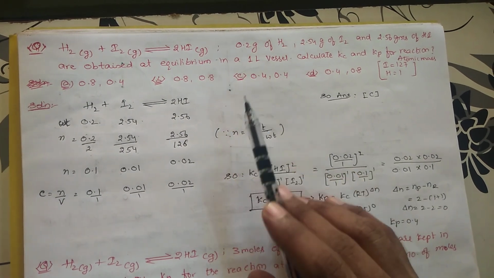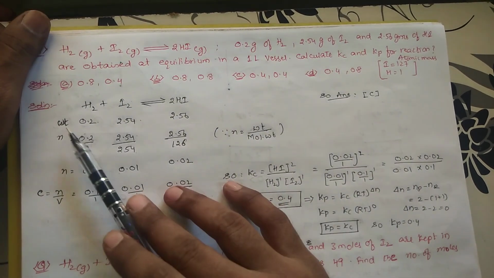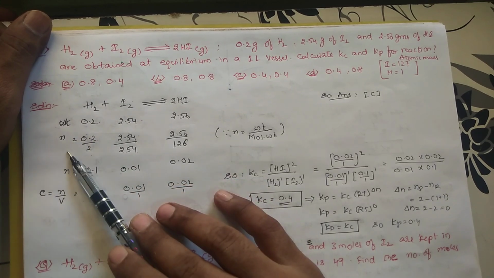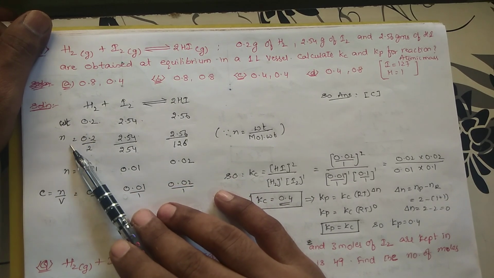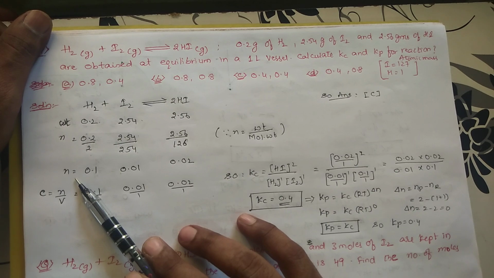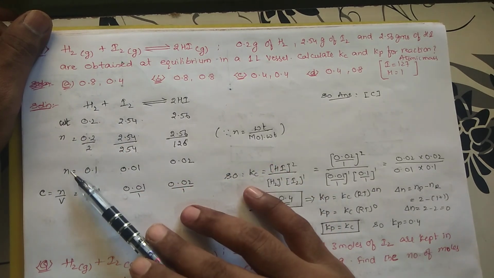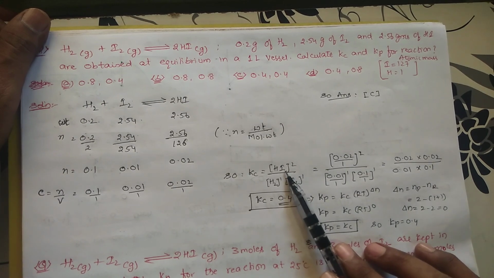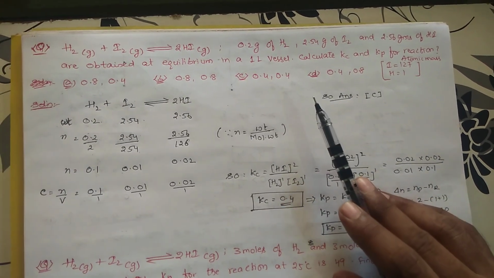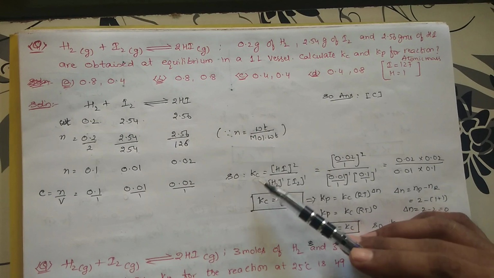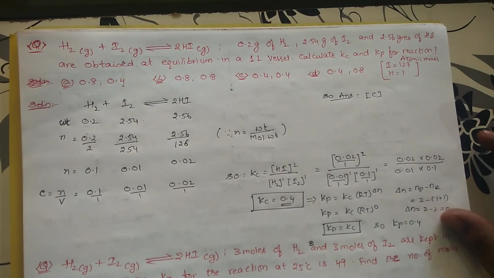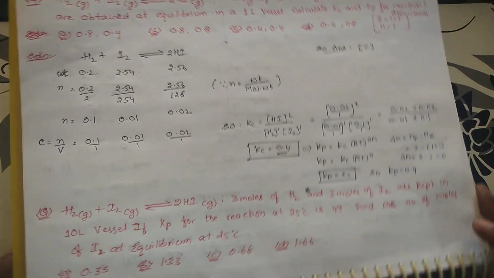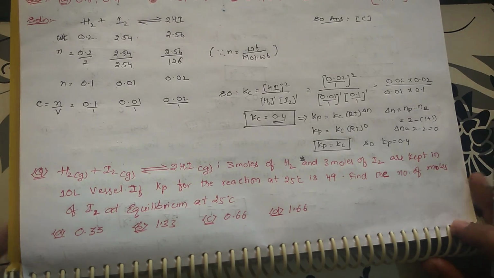Okay, students, I hope that you are understanding the way. First, whatever weight is present, you convert into moles. Moles are present, convert into concentration. Weight converted to moles, moles converted to concentration, because you are writing concentration here, right? You want concentration here. So first convert whatever weight is present into concentration terms, then you calculate the equilibrium constant value.